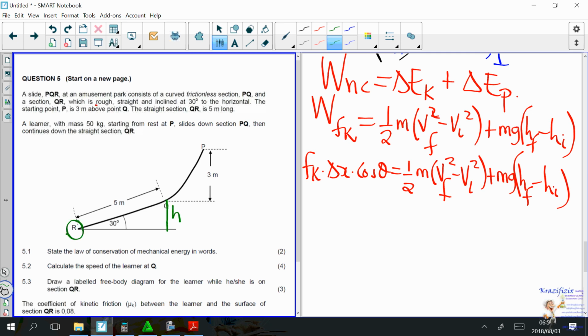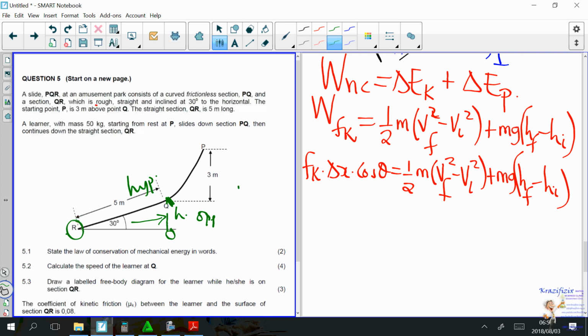If I'm dealing with R, then this is 0. But I do not have this particular height here from Q or from R. But I see a right angle triangle here. I'm looking for this height. What will this be? This is my opposite, and this is my hypotenuse.